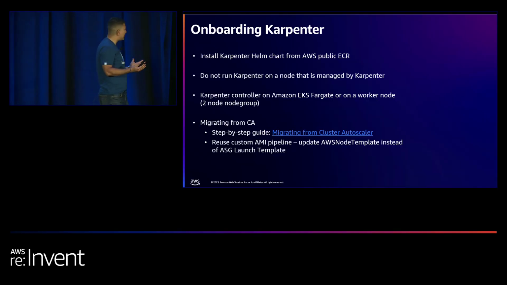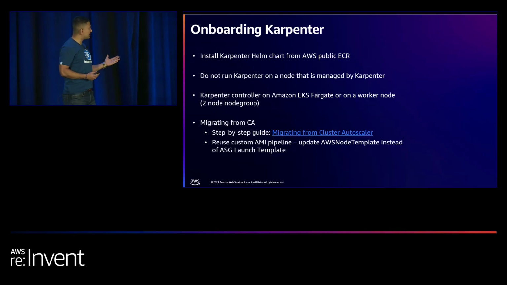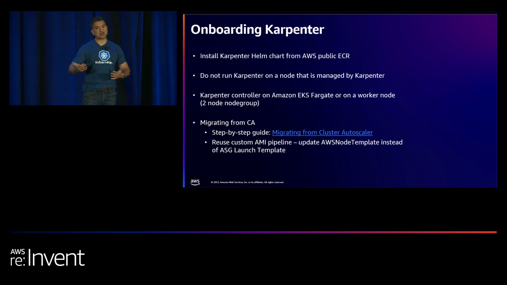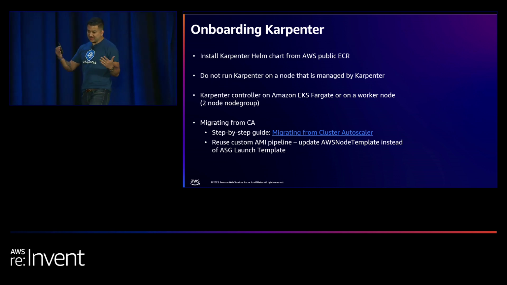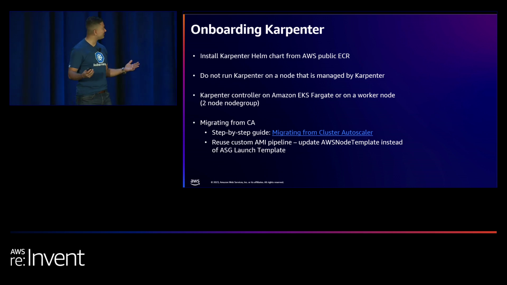You can install the Karpenter Helm chart from AWS public ECR, and Karpenter runs on an EC2 node as well. So do not run Karpenter on a node which is managed by Karpenter itself. We recommend running it on a 2-node node group, or you can also run it on Fargate.